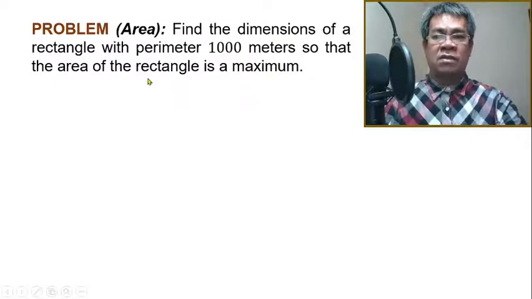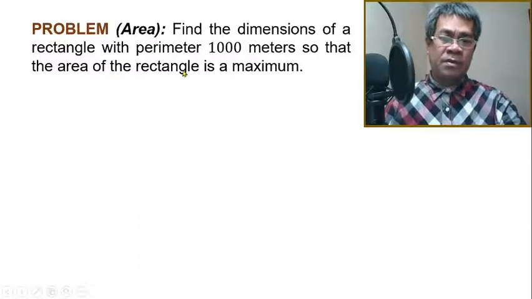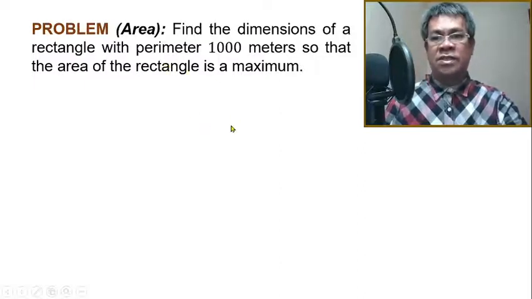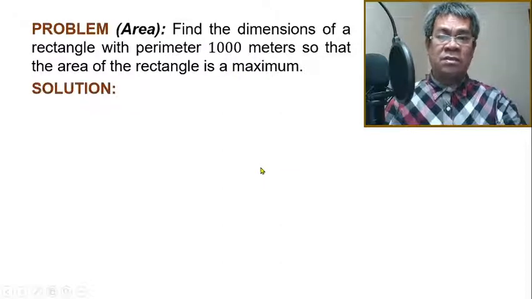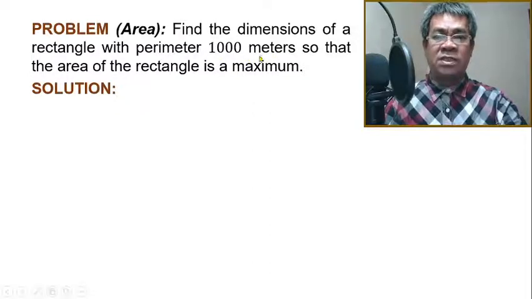So, take note, a rectangle is a four-sided polygon, no? Whose vertex is an angle of 90 degrees. So, a four-sided polygon. We have the length and the width. Okay. So the perimeter is 1,000. Take note, the perimeter is the sum of all the sides. So that the area of the rectangle is maximum.